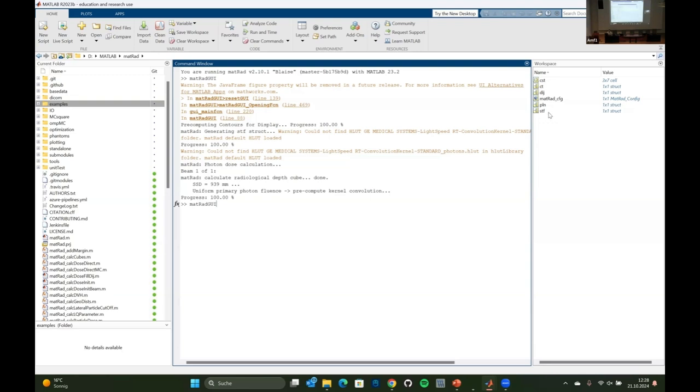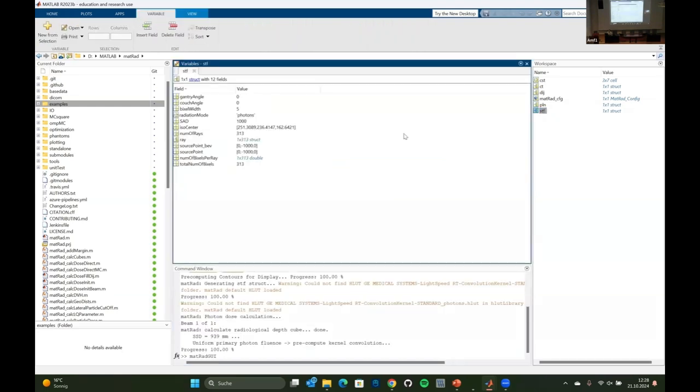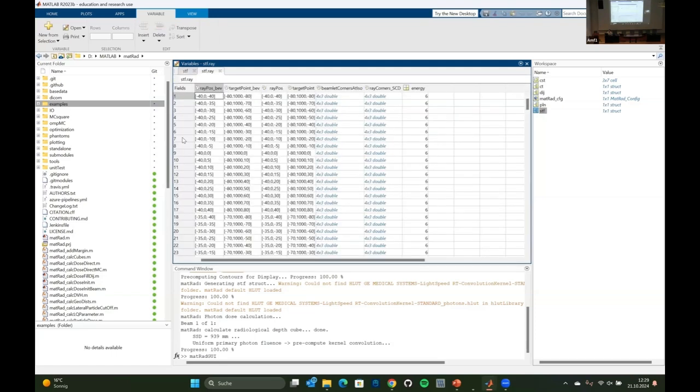Yeah, so there's this one data structure that we call STF. It basically stores the geometry, and it tells us, for example, that we created 313 beamlets for one beam. In matRad, we call those beamlets rays for photons. It also tells us that these rays have certain positions, and you see that they are all spaced 5 millimeters apart. Makes sense? We saw this.